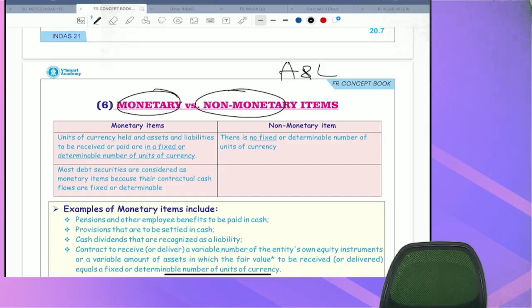Where should I keep it? Investment has any connection with OCI? Sorry, inventory. Inventory has any connection with OCI? Not at all. Transfer to P&L. Now you got the point. What am I saying? Tell me what I am saying.